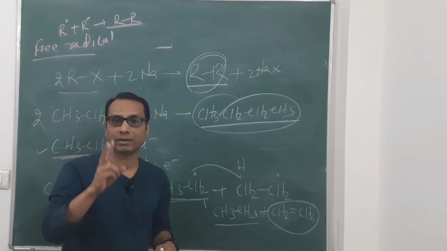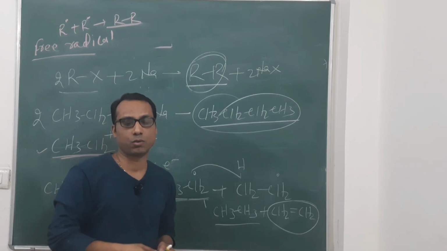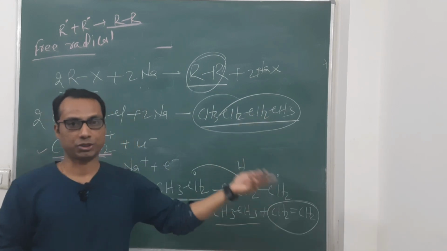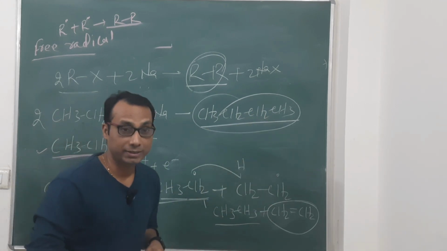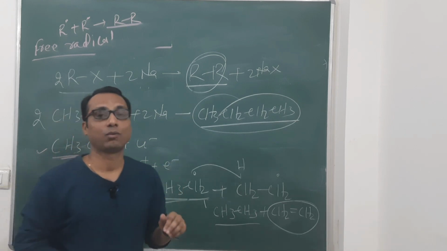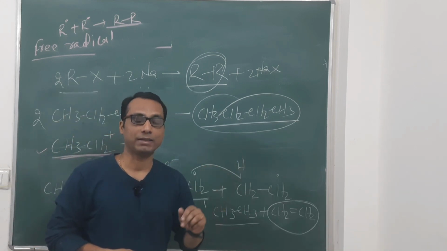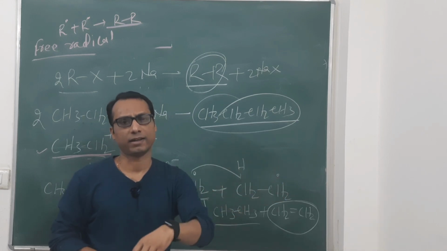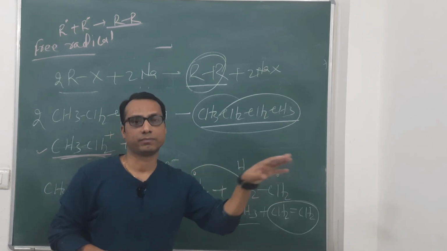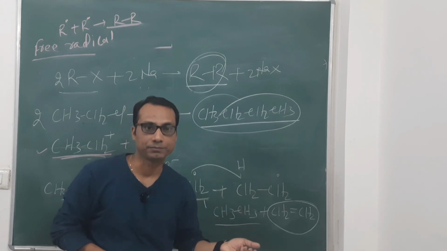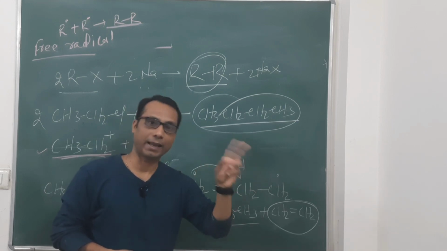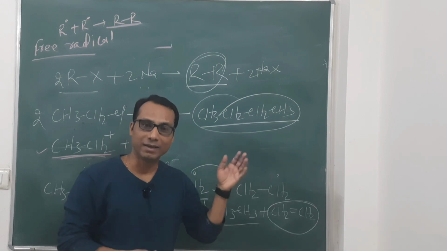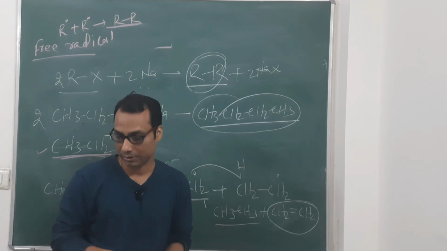But keep in mind the Wurtz reaction undergoes two processes: one is dimerization and one is disproportionation. Now the question is, what will happen when the nucleophile and alkyl halide, or you can say the base and alkyl halide, both are present on the same compound? Let's understand what happens.